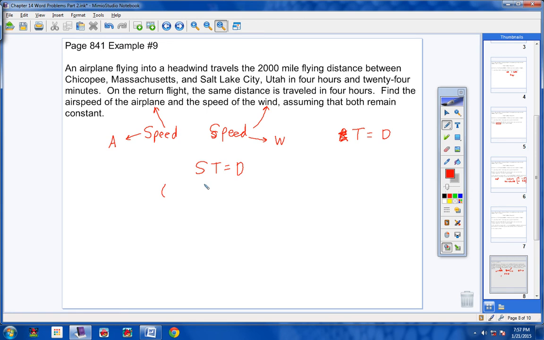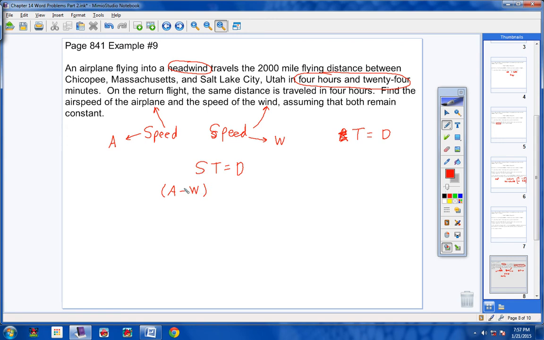Now let's talk about the speed of the airplane. Remember what I told you. In this first scenario, where it took 4 hours and 24 minutes, the wind was a headwind. It was slowing down the airplane. So we have the speed of the airplane minus the speed of the wind, because the wind is slowing the airplane down. Let's say it's going 200 miles an hour into a 20-mile-an-hour wind. It's going to slow the airplane down. So there's your speed.